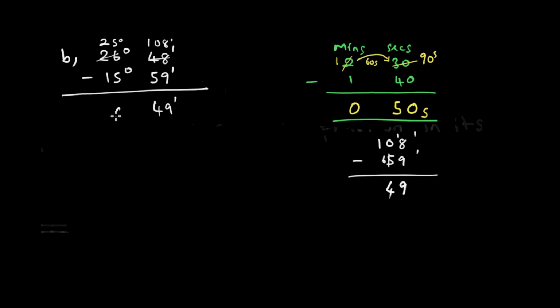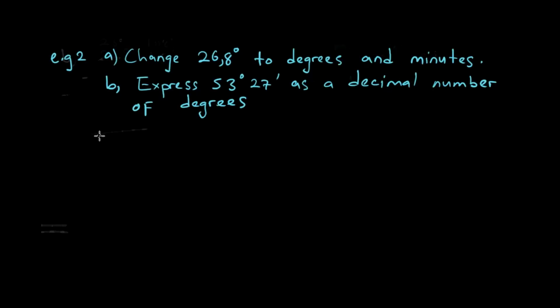And 5 minus 5 is 0, and 2 minus 1 is 1. Saka our final answer is going to be 10 degrees 49 minutes. Those are tunongeita chete. And I believe it's quite straightforward and quite understandable. This is our example number 2.